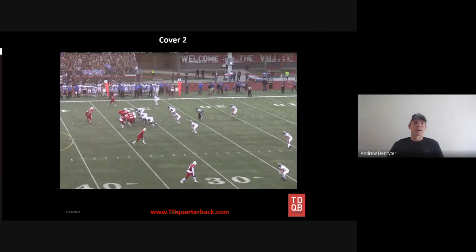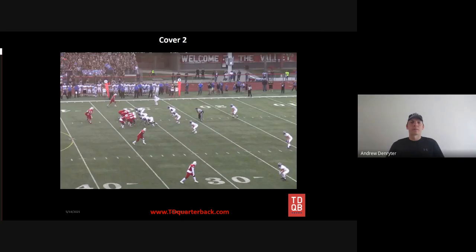Okay, example of a cover 2 shell here. You can see corners on the outside. We call this outside leverage. Leverage is where they are compared to the man they're defending. He is on an outside shoulder of that man, meaning that he's probably trying to force everything back in. We'll get more into the details of cover 2 next week.